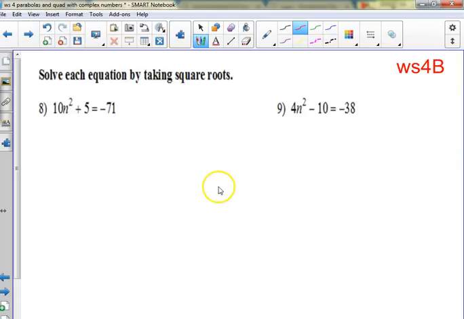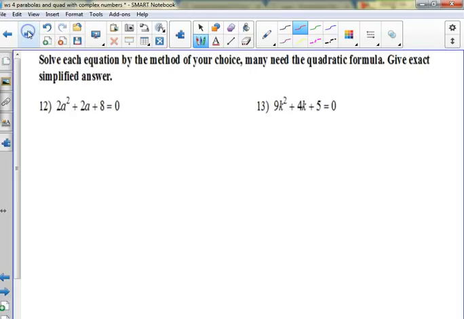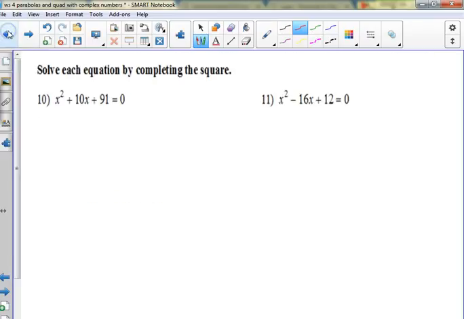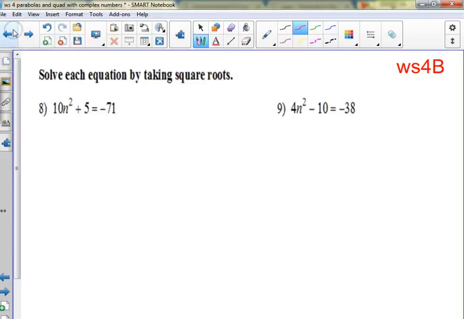The whole rest of this is not about graphing. It's about solving. Why are we redoing solving by square rooting, solving by completing the square, solving by graph or factoring, solving by quadratic? What did we do yesterday that would cause us to redo all of these ideas? Complex numbers, imaginary numbers. So guess what? A lot of these are going to have imaginary solutions, okay?